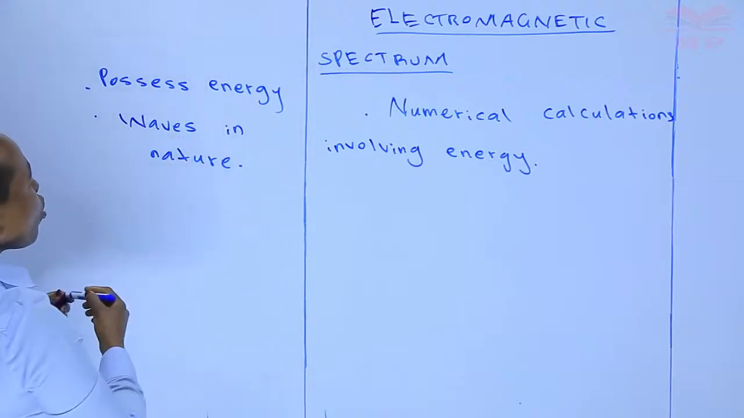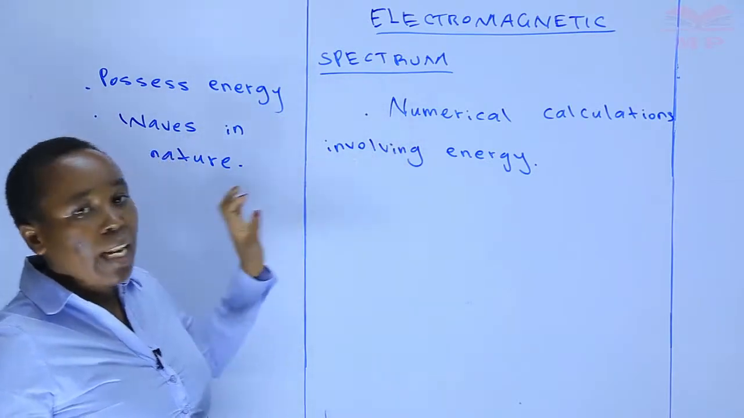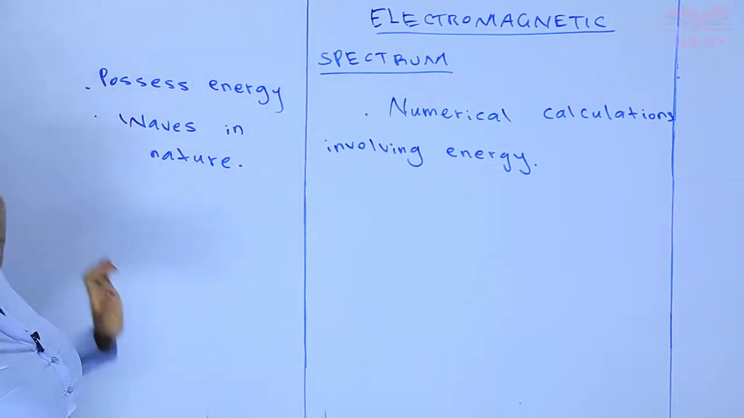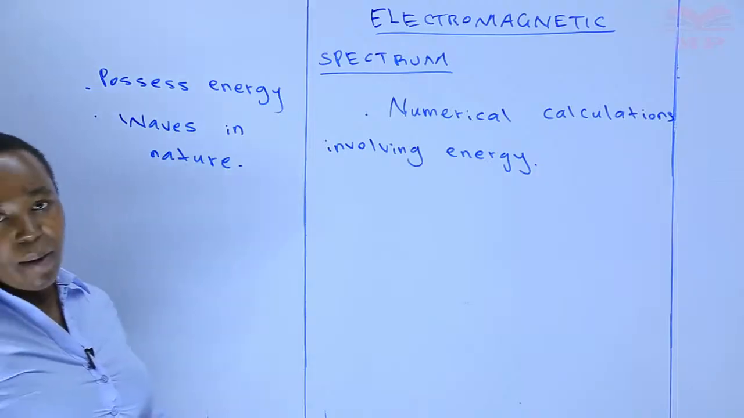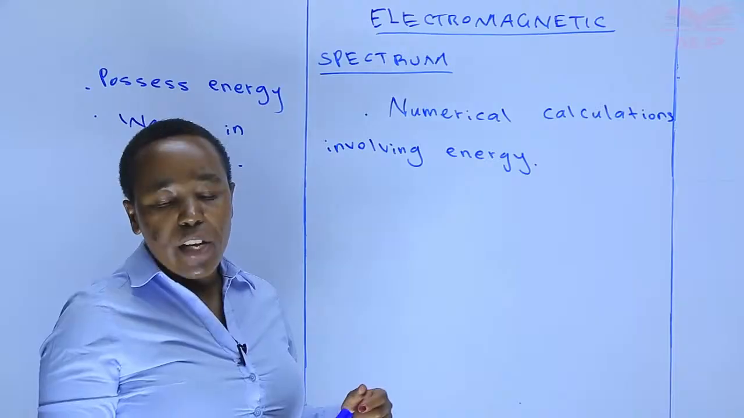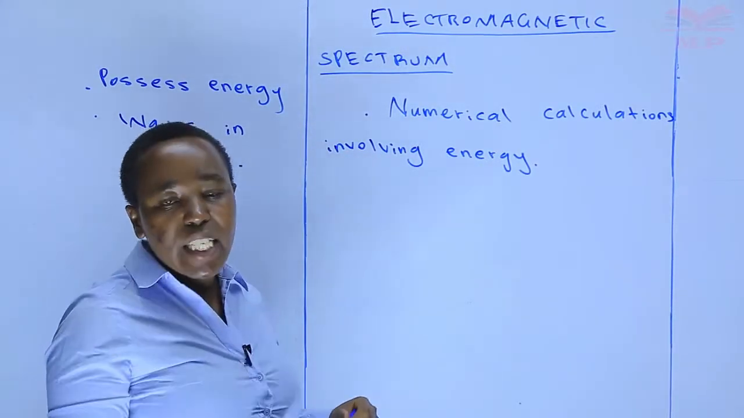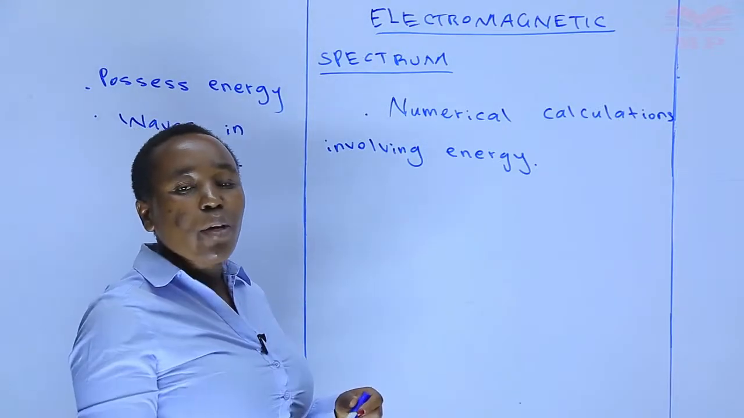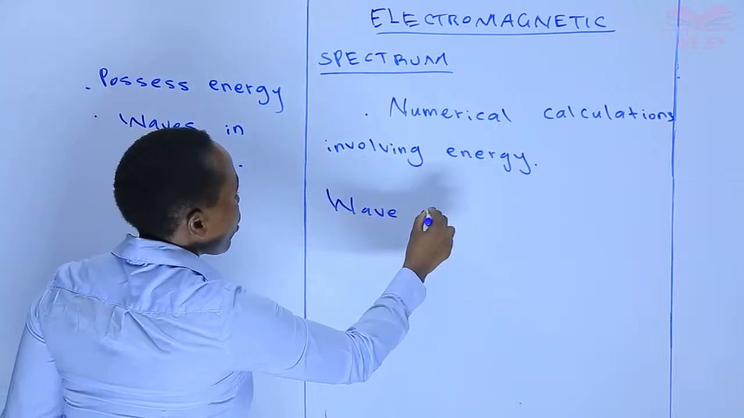And this is what we are going to borrow when we are calculating in this lesson. So we know that they possess energy in different amounts, and they are also waves in nature. Therefore, to start with, I would like us to write the wave equation. Now that these electromagnetic waves are waves in nature, we are going to consider the wave equation.